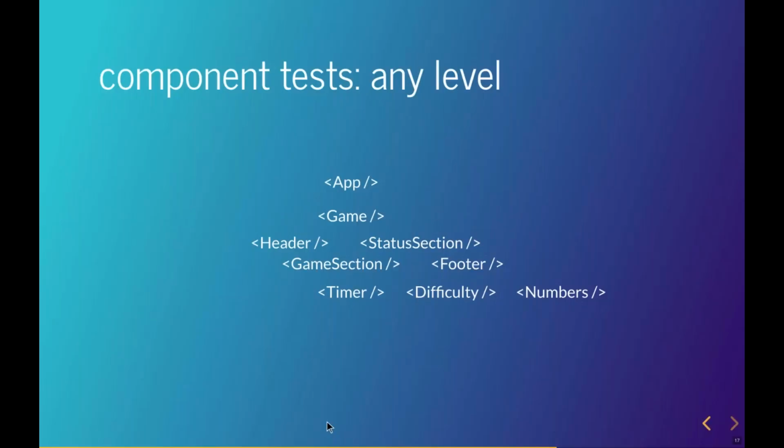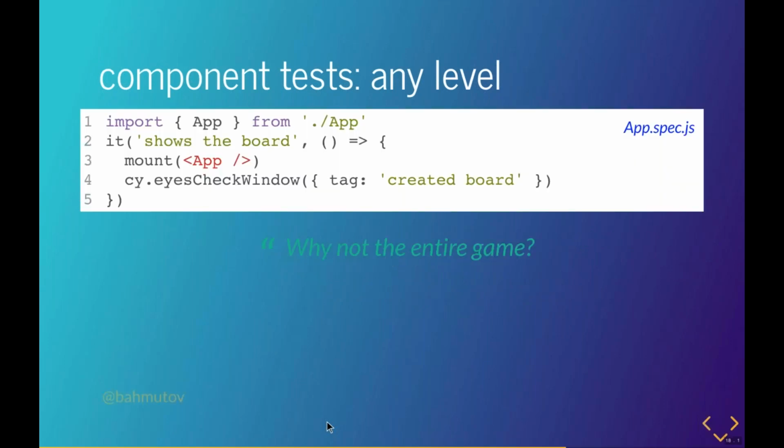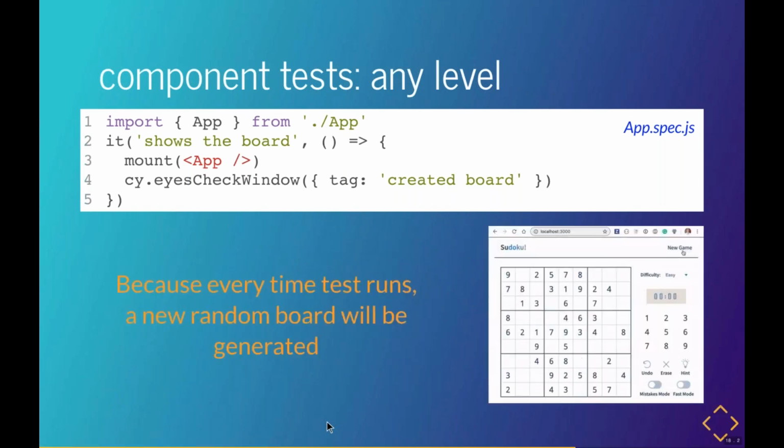Okay, so we tested the numbers component, one of those low-level components, it's nice that it works, but can we test the components higher up the hierarchy? Can we take the whole game component and use component testing? Can we do this? Instead of cy.visit, can we mount the component and do eyes check window? So we can, right? Yeah, and that's the beauty of component testing.